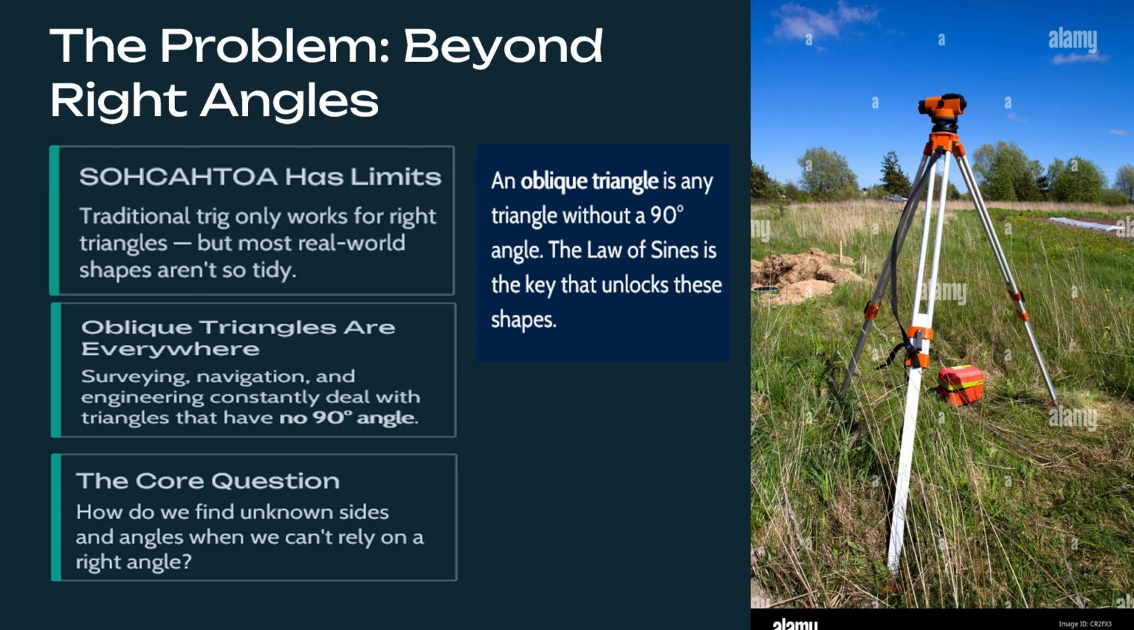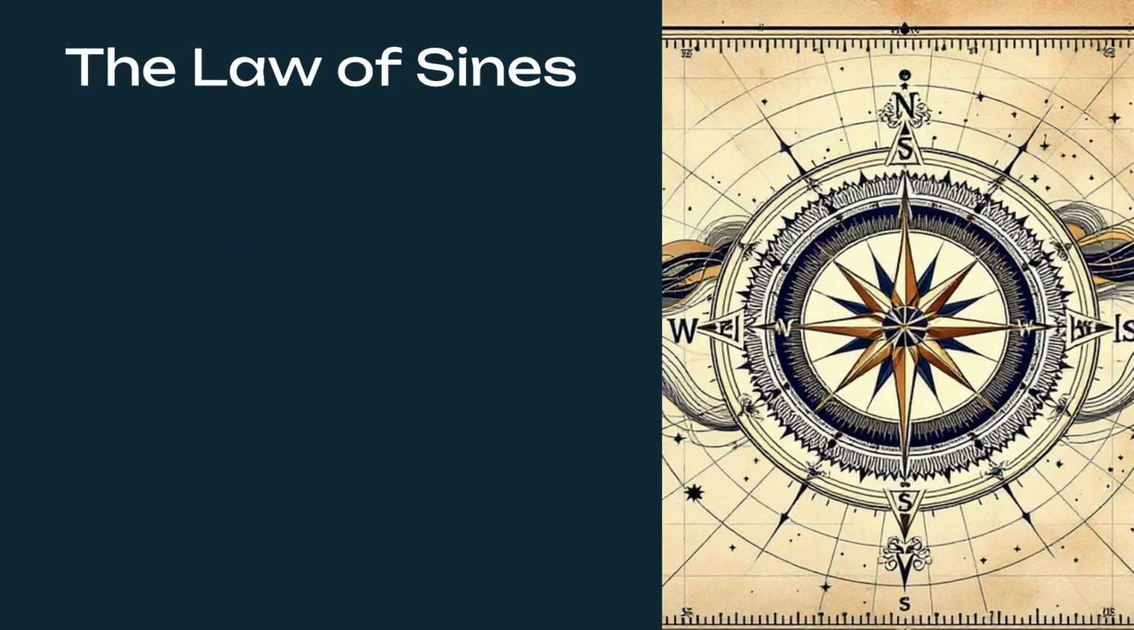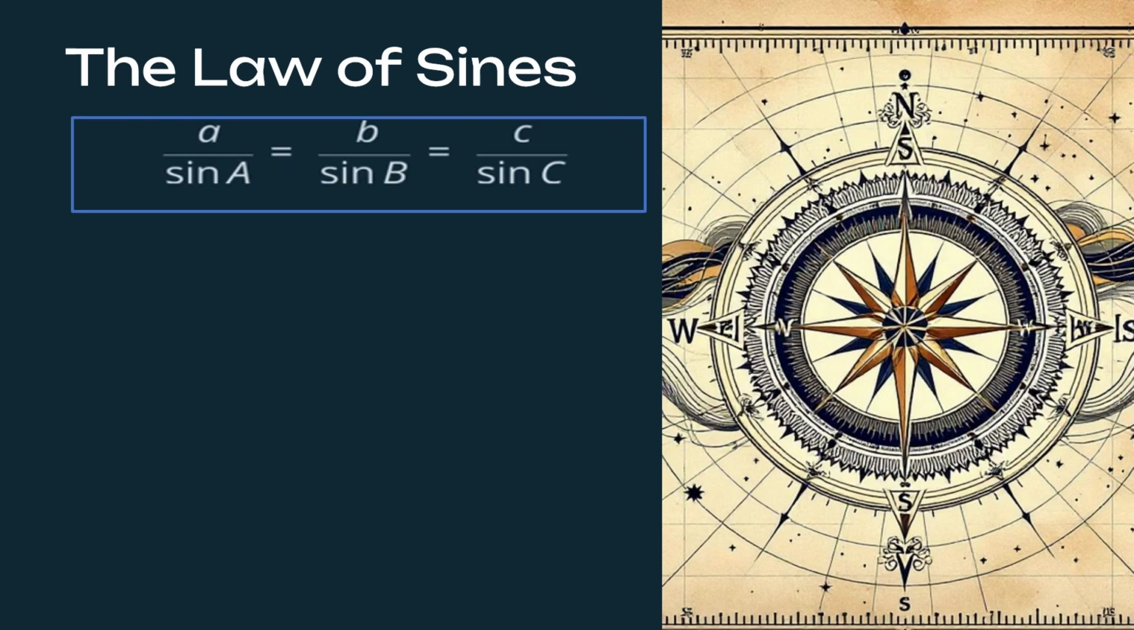Here is the central idea. The law of sines states that in any triangle, the ratio between side a and sine of angle A is equal to the ratio between side b and sine of B, and the ratio between side c and sine of C, where a, b, c are the sides, and A, B, C are the opposite angles. This formula is powerful because it tells us that the ratio of a side to the sine of its opposite angle is constant across the triangle, and that constant is tied directly to the geometry of the circle that passes through all three vertices.